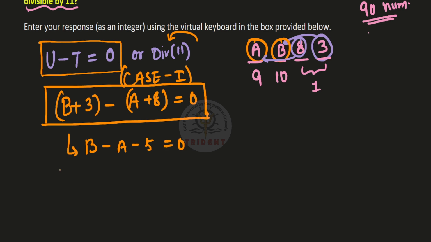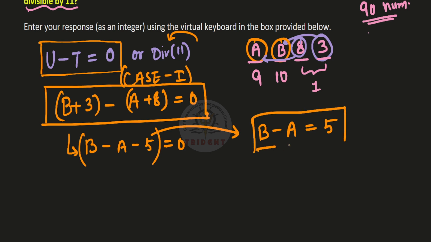Now please remember, this is not an equation, this is an expression. The difference between an equation and an expression is that the expression can be a little bit loose in terms of the variables present there. Equations are pretty rigid. For example, this expression can be written as b minus a equals 5. Now with this much information, I can fill up the a position and b position.